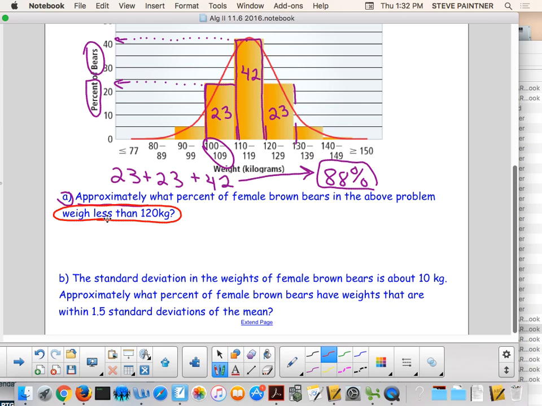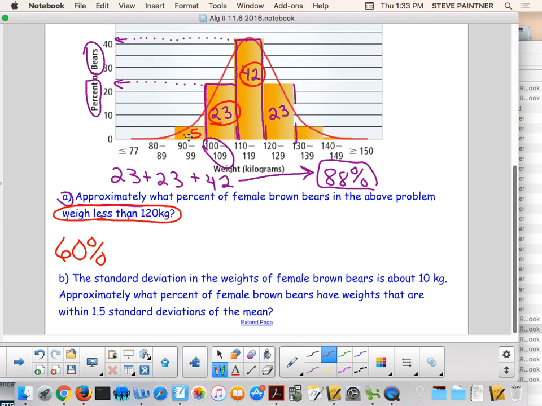Ethan, what's the answer? I said 60. He says 60% of the bears weigh less than 120. So where's 120 on here? Well, this bar is 120 on the light end, 129 on the heavy end. So do we count this? No. So we want this bar. What's this one? 5. Did anybody count that little tiny sliver? You couldn't even see it, could you? So you didn't do it.